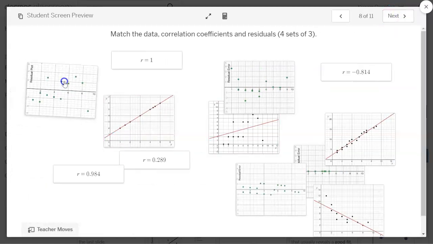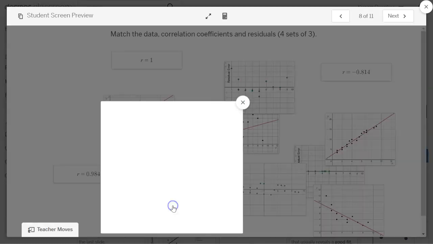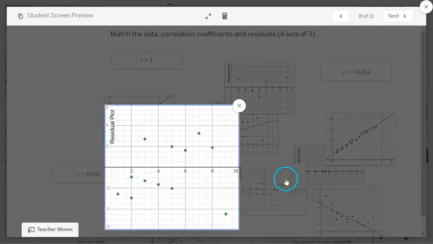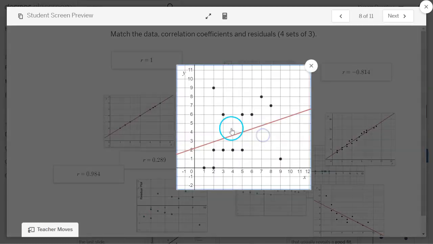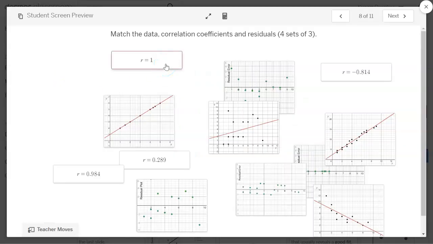Now this is a card sort. They have residual plots that say residual on them. They have the actual data, which has the x and the y graph, and then it has R, which is your correlation coefficient. They should have 4 sets of 3 cards.